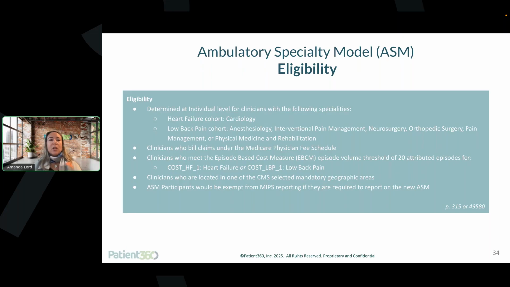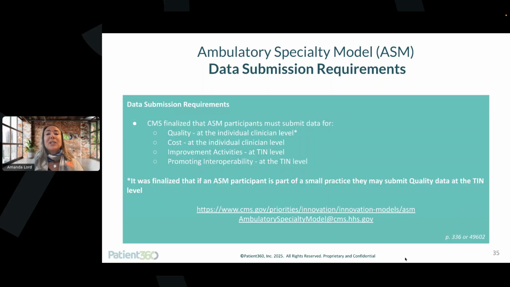Next slide, please. So data submission requirements. Aside from eligibility, there were some helpful modifications based on commenter feedback made to the data submission requirements for small practices specifically. So we did get a couple of modifications. It's a miracle. We're modifying our proposal to allow ASM participants in small practices to report the quality measures in the ASM performance category at the TIN level.